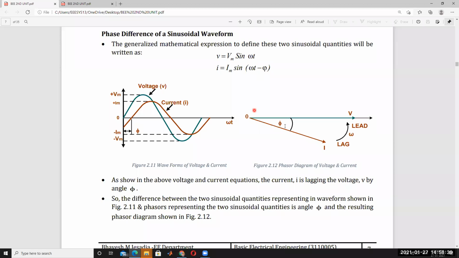If it is plus, that means current leads. For example, if I is equal to Im sin omega t plus pi, in that case you will get the current waveform like this. Instead of here, you will get current here. In that case, current leads the voltage by pi degrees. Understood?